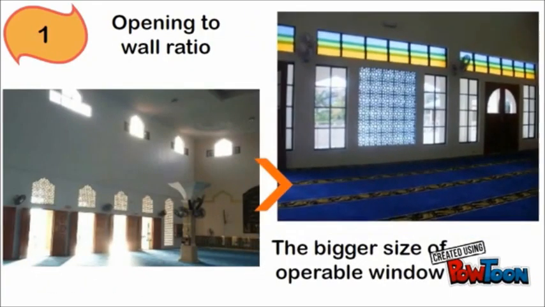The first recommendation is to reconsider the opening to wall ratio by replacing windows with bigger-sized operable windows.